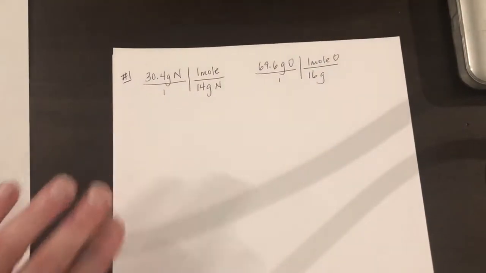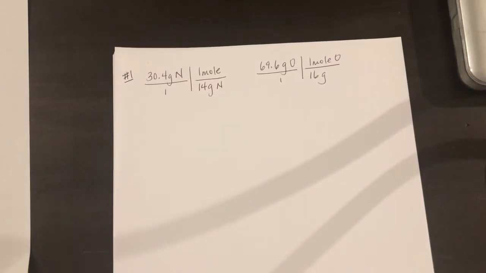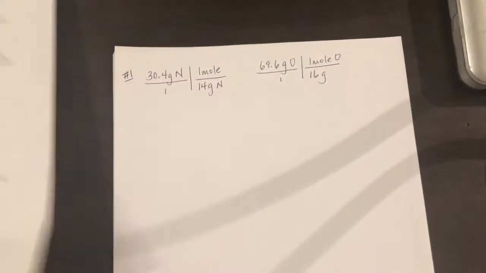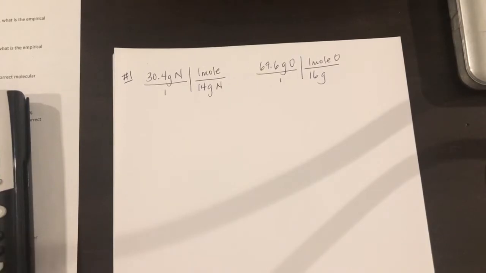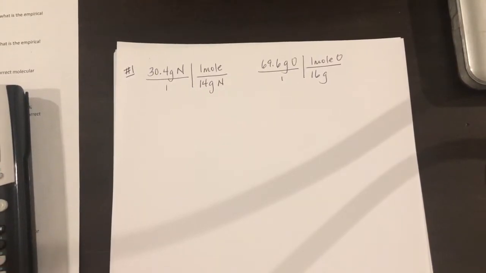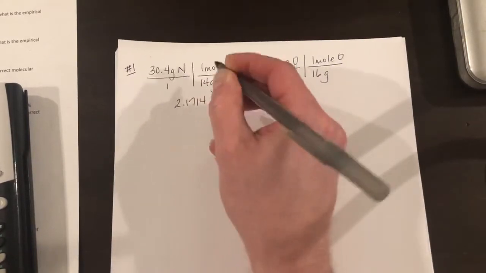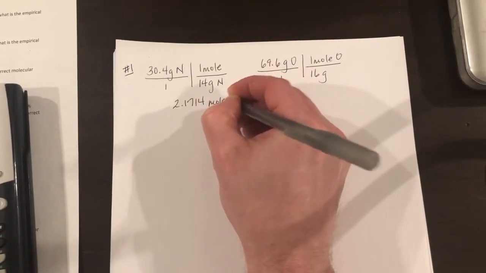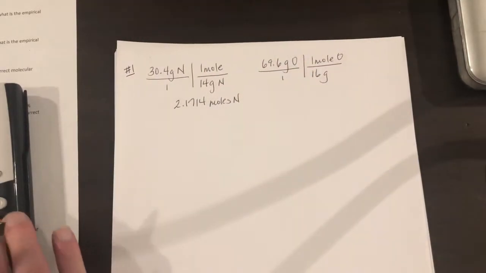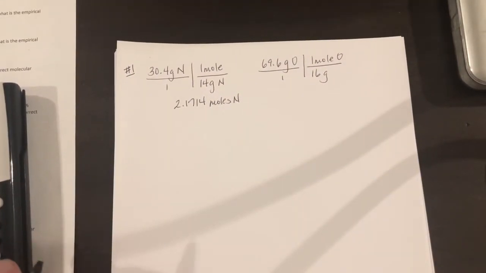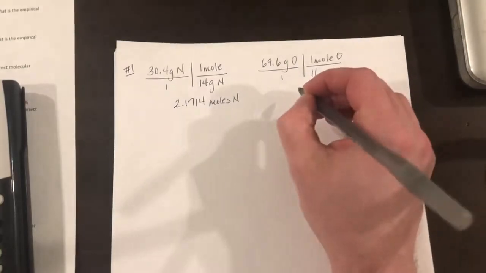Okay, now from there, we're going to put those numbers in our calculator. You should get, so let's do 30.4 divided by 14 is 2.1714 moles of nitrogen. And we're going to do 69.6 divided by 16, and you get 4.35.